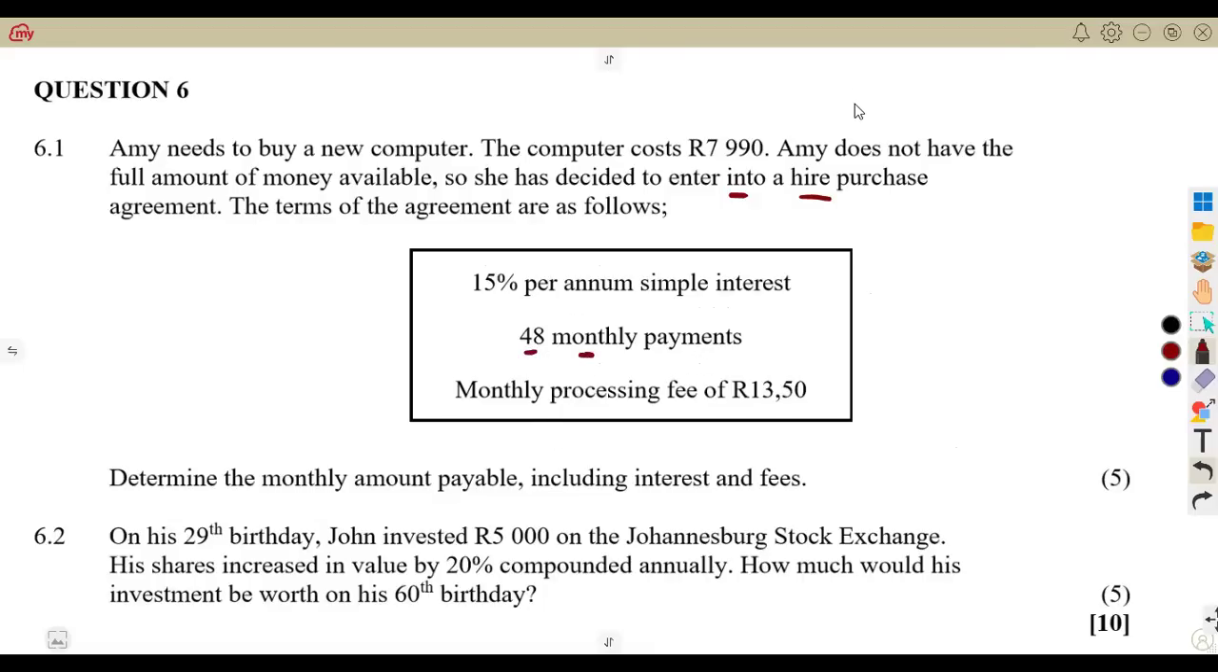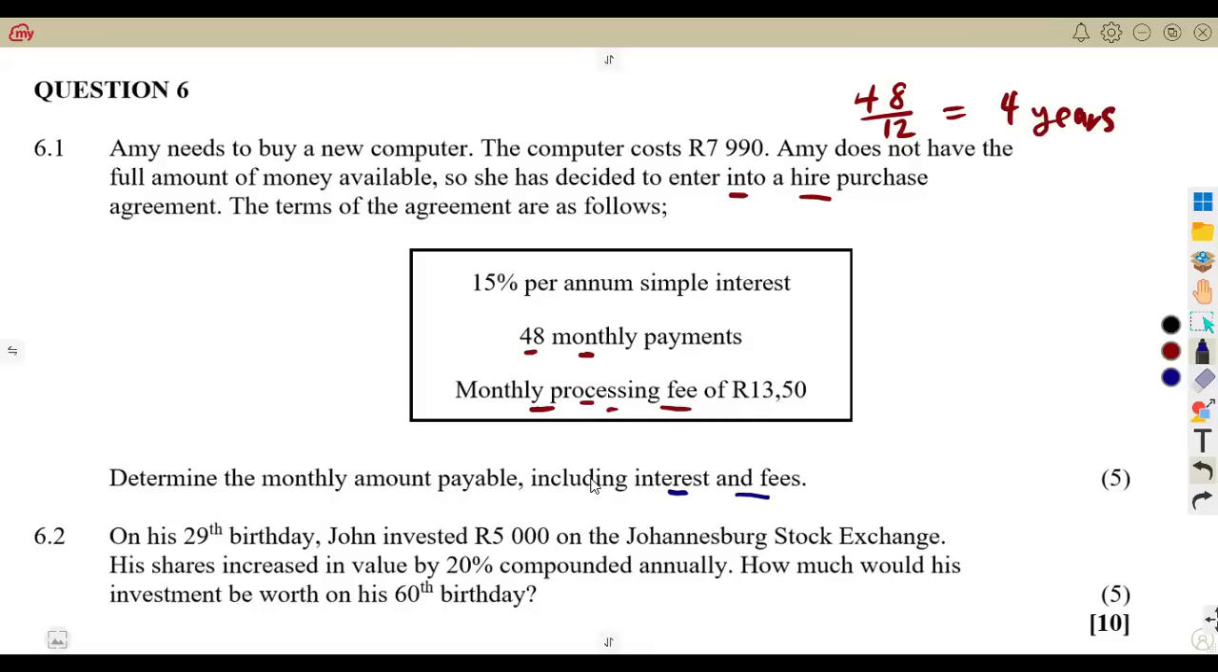48 monthly payments. How many years do we have? Divided by 12. Meaning to say, we are talking of 4 years. These are the terms. Then the monthly processing fee. Determine the monthly amount payable, including interest and fees, everything. What is supposed to be paid on a monthly basis?